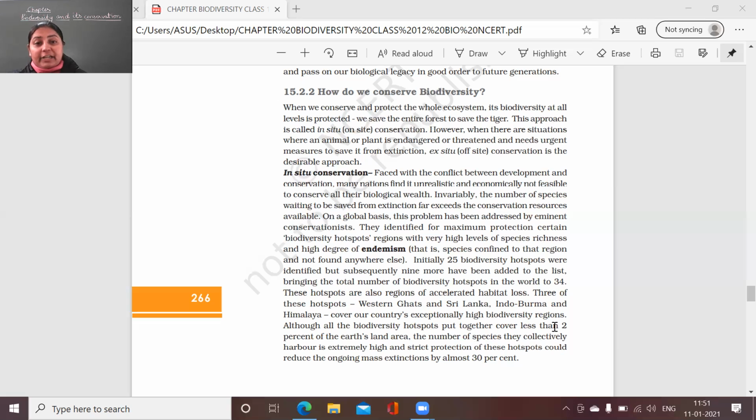So in India, 3 of these biodiversity hotspots are the Western Ghats and Sri Lanka, Indo-Burma, and Himalayan regions, which exceptionally have many species of plants and animals. These biodiversity hotspots do not cover a very large area, but less than 2% of the earth's land area is covered by these areas. So they collectively have a larger number of species. So it is better that we protect these biodiversity hotspots.